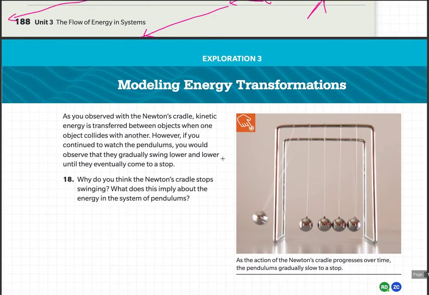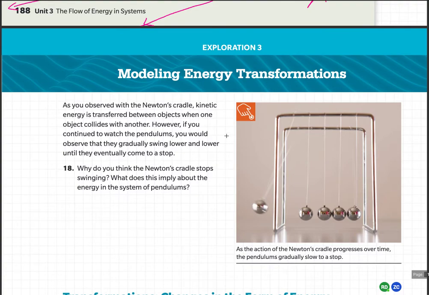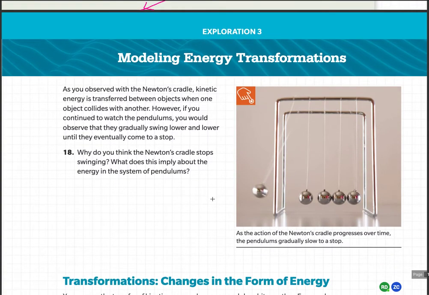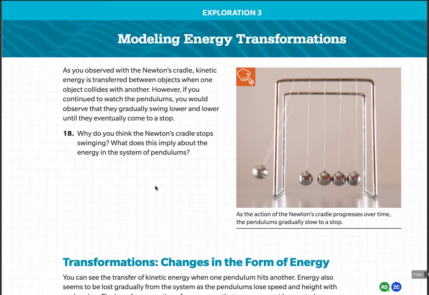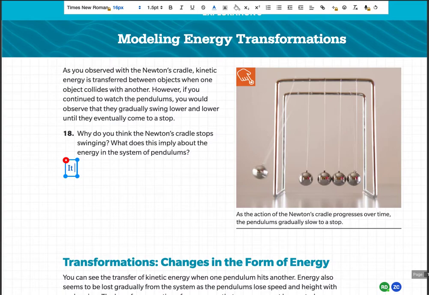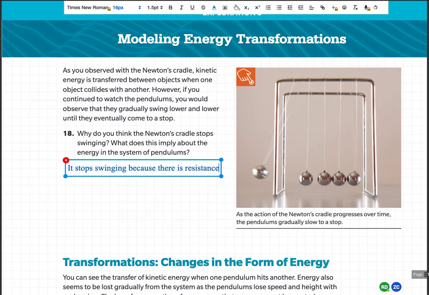Okay, finally, exploration 3 and modeling energy transformations. So why do you think the Newton's cradle stops swinging? What does this imply about the energy in the systems of pendulums? It stops swinging because there is resistance in the wire, in the air, other things.